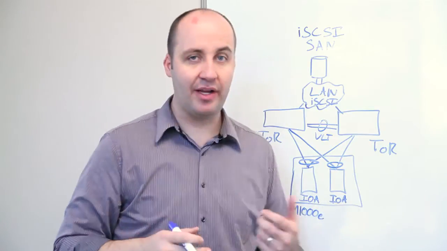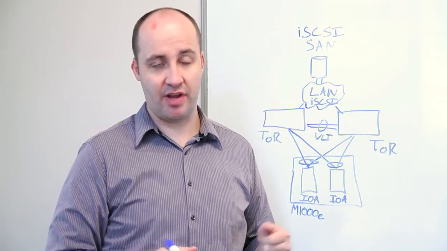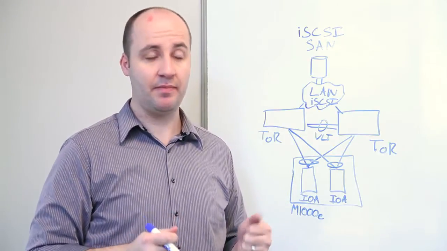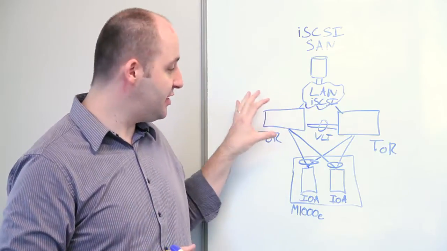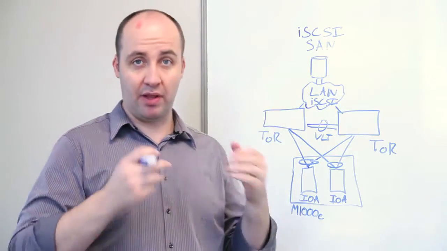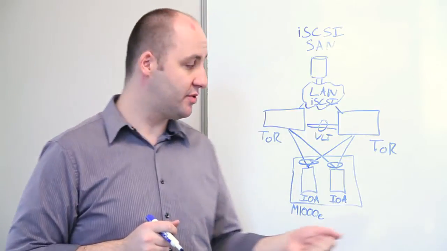Now, the aggregator is pre-configured with jumbo frames, which is necessary for iSCSI traffic. It's also pre-configured with DCB, so that it'll automatically take the DCB settings from the top of rack, apply them to itself, and then pass those DCB settings on to the adapters.